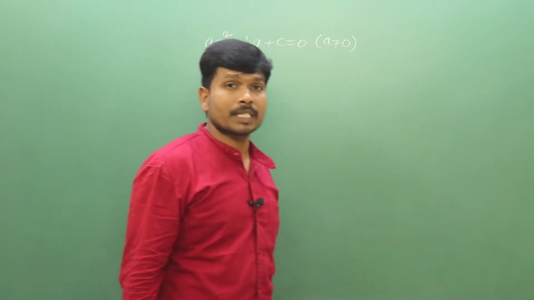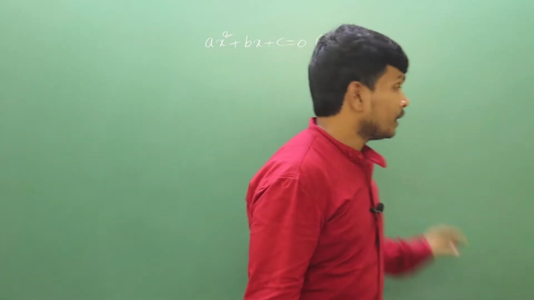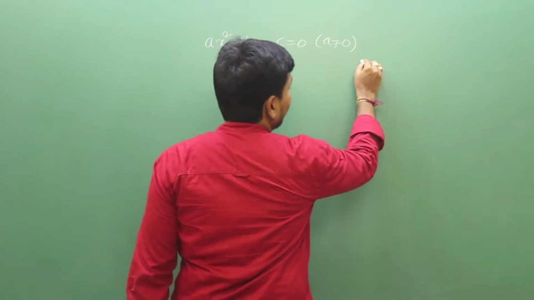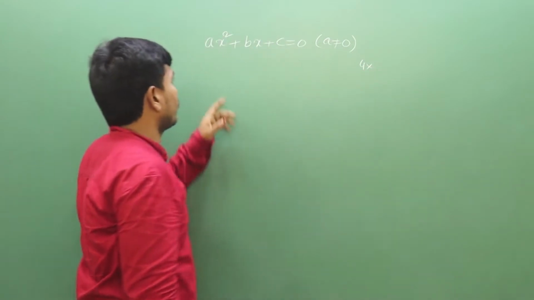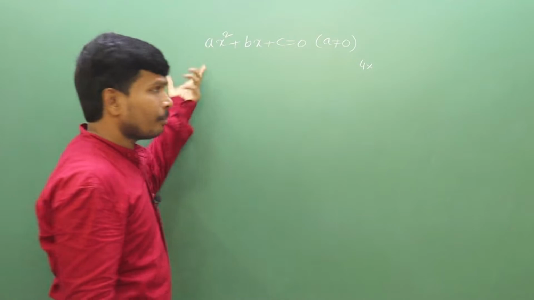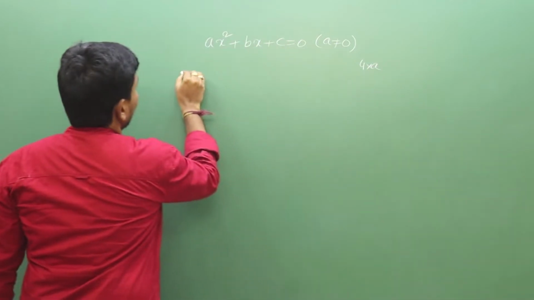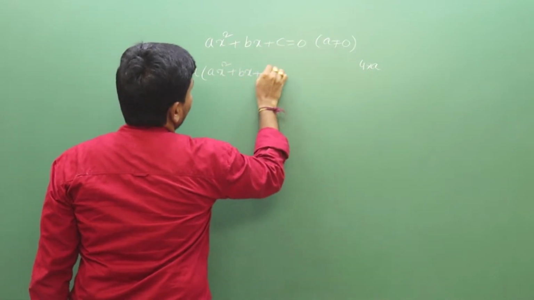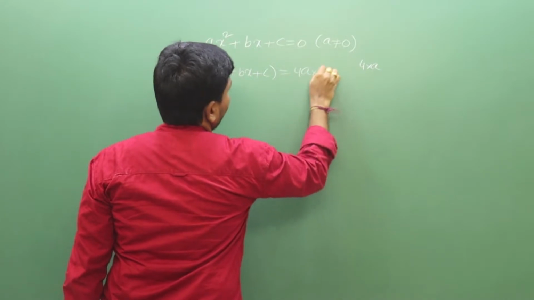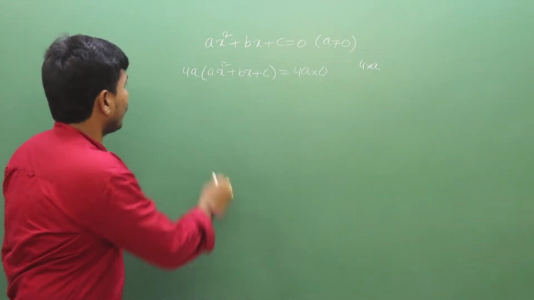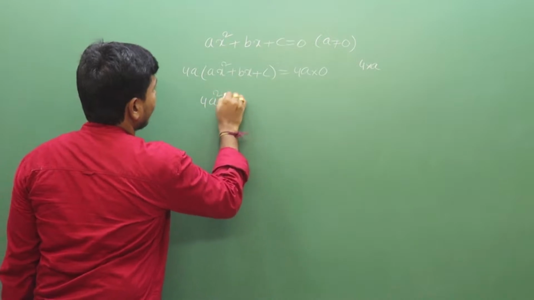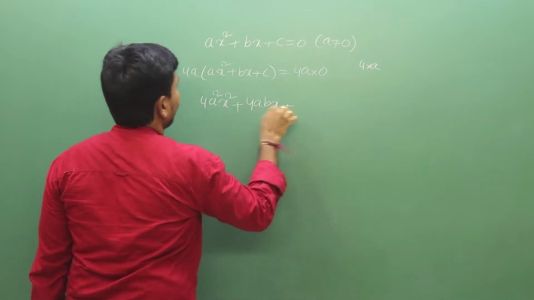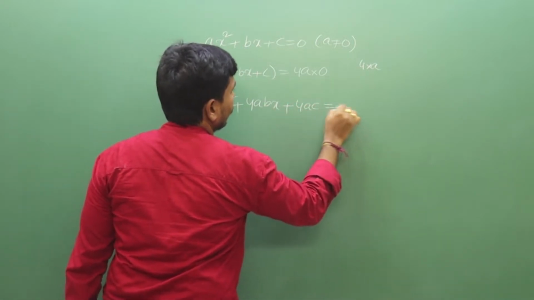ax square plus bx plus c equal to 0. Then what we have to do? The entire equation we must multiply with 4a, which is 4 into the x square coefficient. What is the x square coefficient? Here it is a only, so multiply with 4a. So 4a of ax square plus bx plus c is equal to 4a into 0. Now multiplying with 4a: 4a into a, 4a square x square, plus 4a into bx, 4abx, plus 4a into c, 4ac, equal to 0.